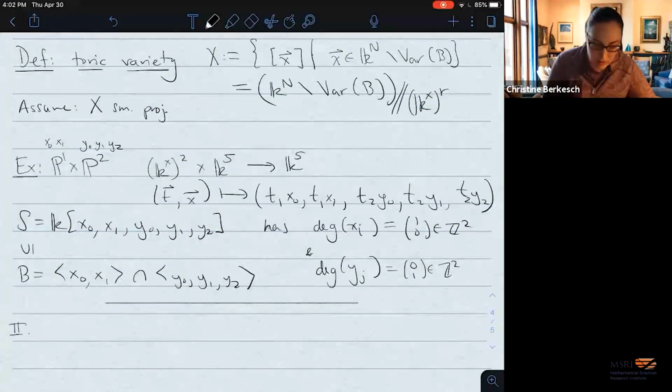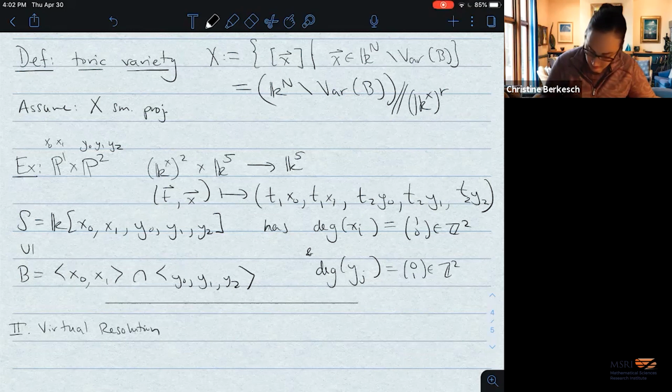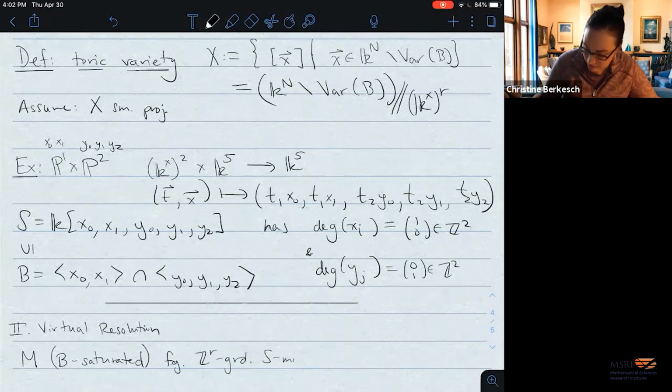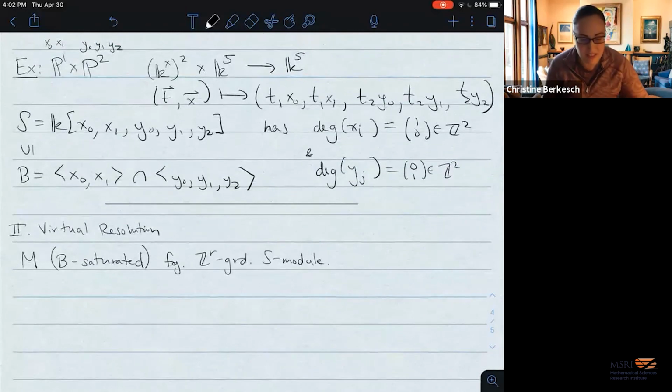So now we want to move into the parallels of our minimal free resolution. So now I'll introduce what a virtual resolution is. Pretty much everything else I say, M is going to be a B-saturated, finitely generated Z^r-graded S-module. I guess the B-saturated sometimes I can leave out for this definition, but often I'm going to want B-saturated as we move forward just to make things easier to state.